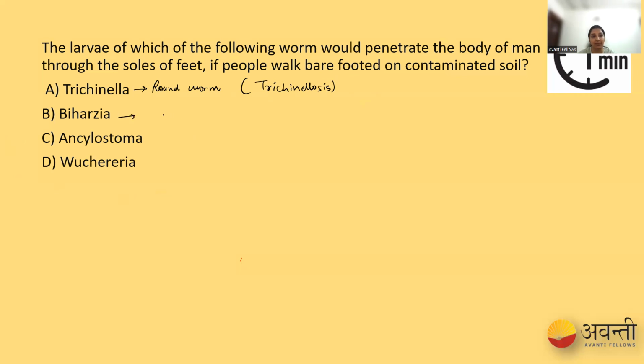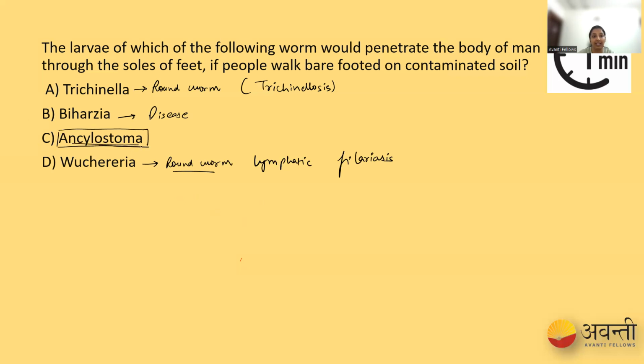Next one, option B is Bezaria, and Bezaria is a disease which is caused by a parasitic worm. Option D is Wucheria. Wucheria is also a roundworm which causes a disease known as lymphatic filariasis, which is also known as elephantiasis. So the transmission of this roundworm Wucheria occurs from the infected person to the healthy person through the mosquito bite.